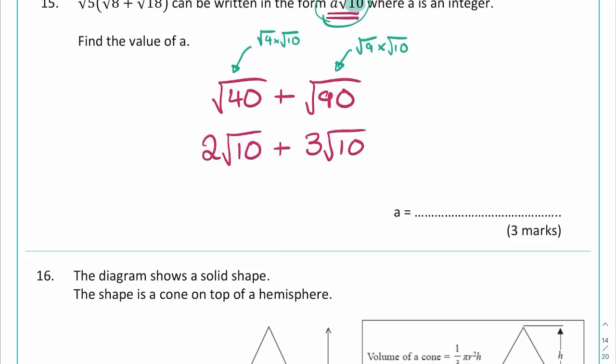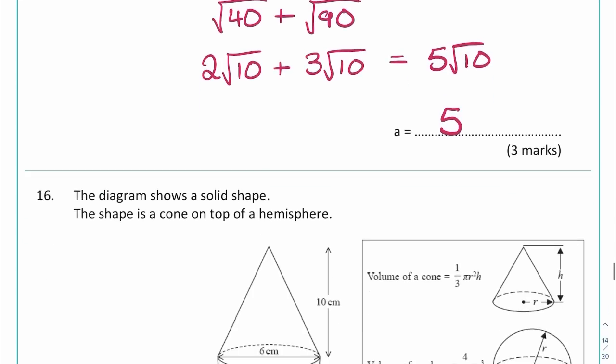Now the number under the square root is the same, so these can be added together. That would make 5 lots of root 10. So the letter A is in front of the root 10. A is going to be equal to 5. And there you go. Really nice sort of surd calculation there, where we just had a bit of everything, a bit of expanding brackets and simplifying.